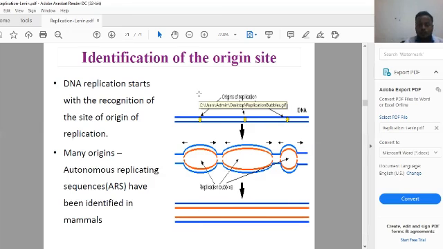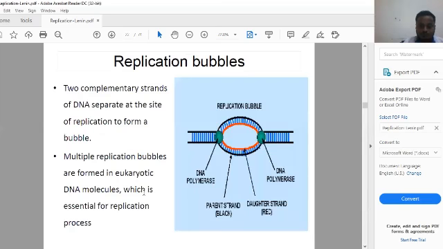So first you identify where the DNA replication starts, and the second step is to form the replication bubbles. A replication bubble is nothing but, after the origin of replication starts, a bubble-like structure. After that, the DNA separates into two single parent DNA strands, each attached to a newly synthesized daughter DNA strand: 50% parent strand and 50% newly synthesized daughter strand.